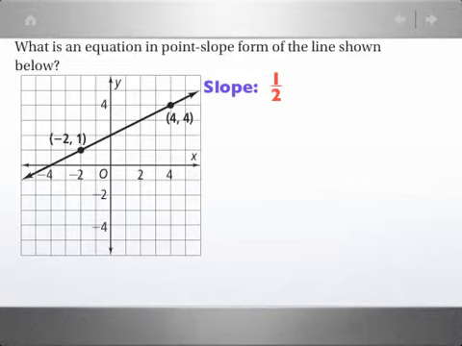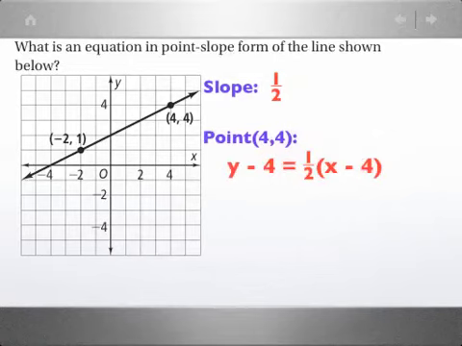I'm going to show you both ways to write an equation in point slope form using, first, the point at 4, 4. We're going to plug in 4 for y sub 1, 4 for x sub 1, and 1/2 for m in the point slope form. That equation is going to be y minus 4 equals 1/2 parenthesis x minus 4. Remember, in the form, we are subtracting the x and the y values from their respective variables.